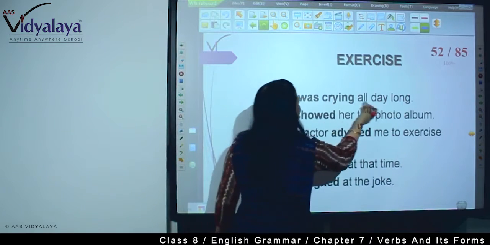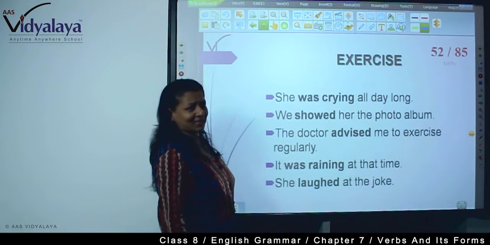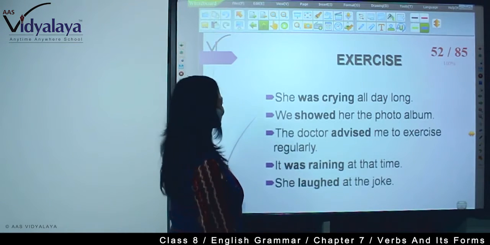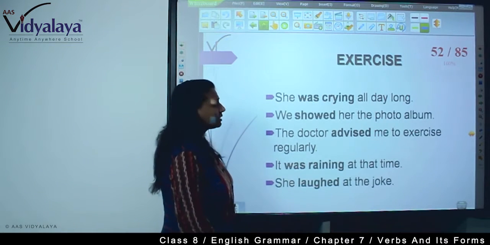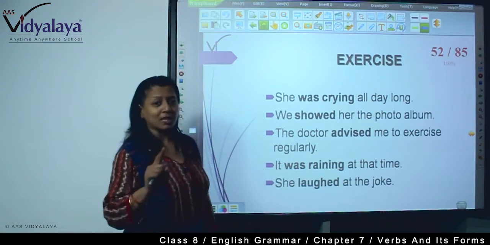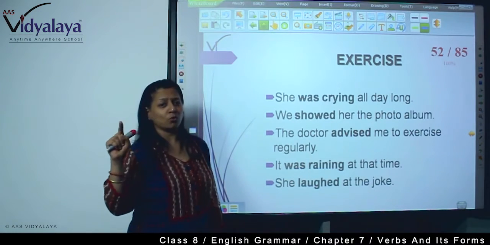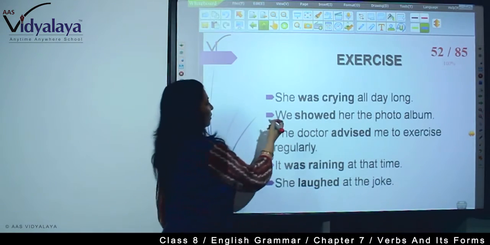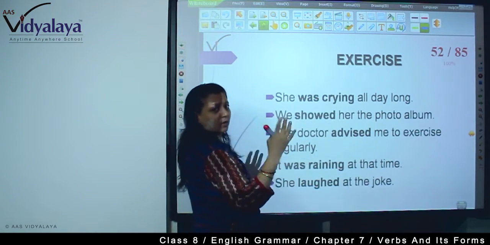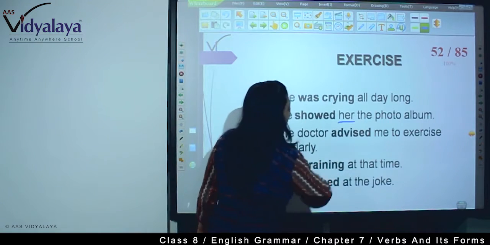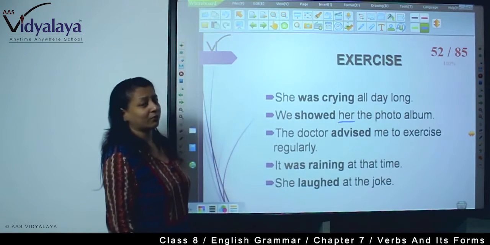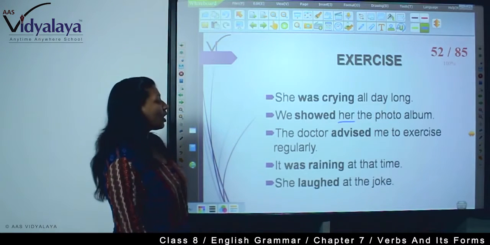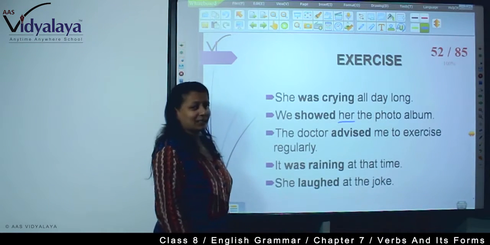Now here, "she was crying all day long." Are you seeing any object here? Then what is this? You better understand. "We showed her the photo album." An object always answers who or what, right, after the verb. So, we showed whom or what? We showed her. That means the object is there. So, wherever there is an object, it is what? You know it. The doctor advised me.